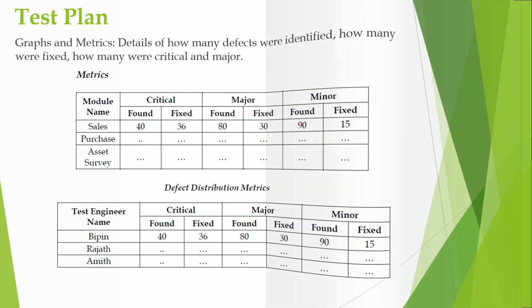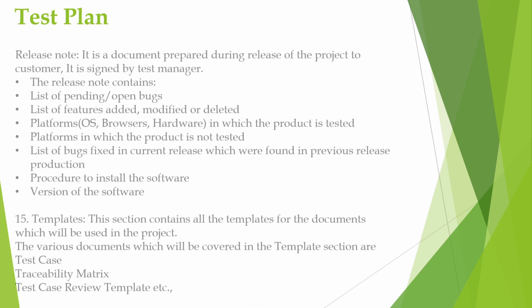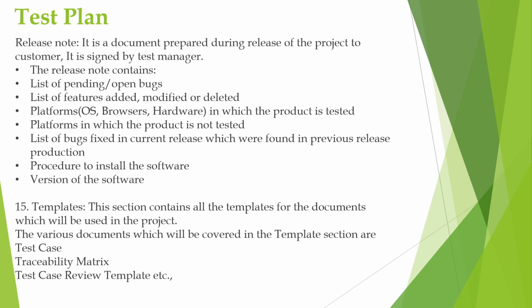Next section is release note. It is a document which will be prepared during the release of the project to the customer, and it will be signed by the project manager. It contains the list of pending or open defects that are yet to be fixed, the list of features which are added, deleted or modified, the platform in which the product is tested and the platform in which it is not tested, the list of bugs which are fixed in the current release and which were found in the previous release, and the procedure to install the software and the version of the software.